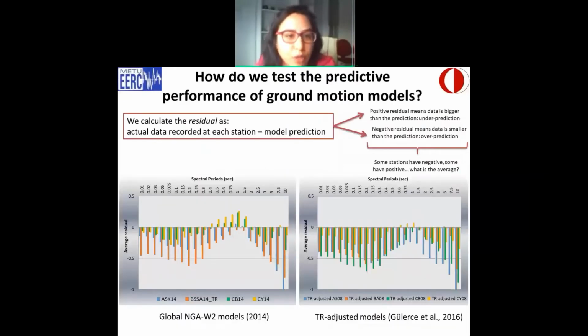Now I'm going to show you how this test is performed. The typical way that we perform this test is we calculate the residual, and it is very simple.